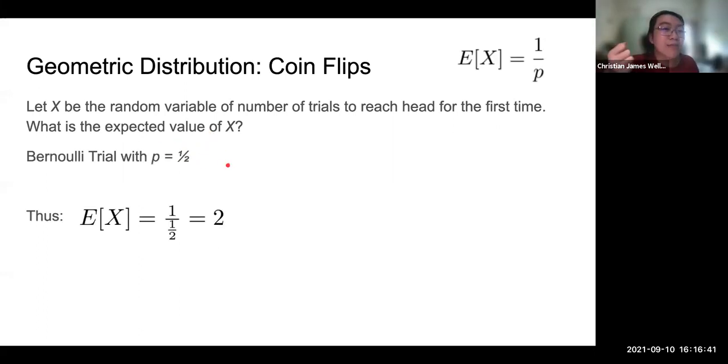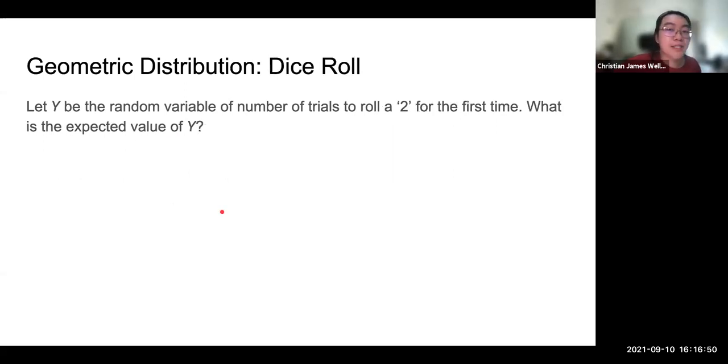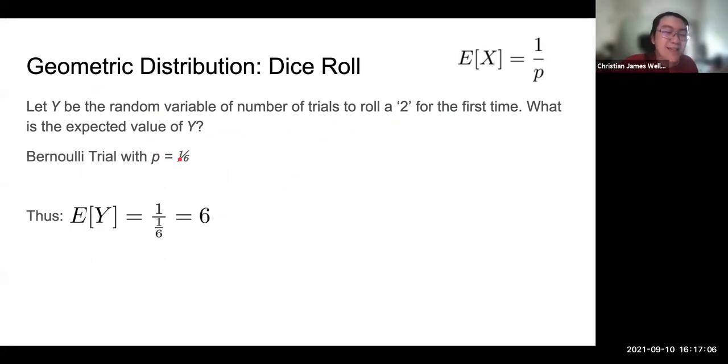Then the expectation for the number of coin flips to reach heads for the first time is 1 divided by half, which is 2. Okay, simple enough. Then as I mentioned earlier, say I'm rolling a die, and I want to get a 2 for the first time ever. What is the expected value of this random variable? Okay, the number of trials I need before I roll a 2 for the first time. Similarly, the success probability is 1 over 6, and the expectation of that random variable is 1 over 1/6, which is 6.